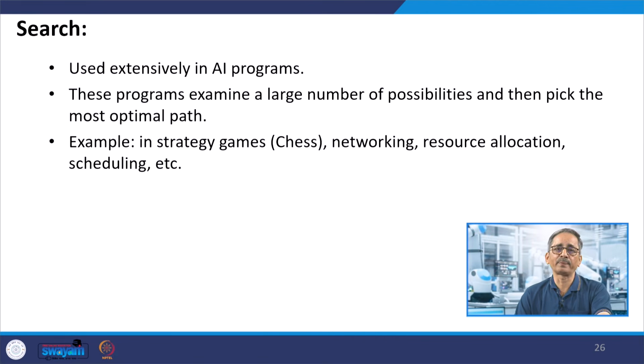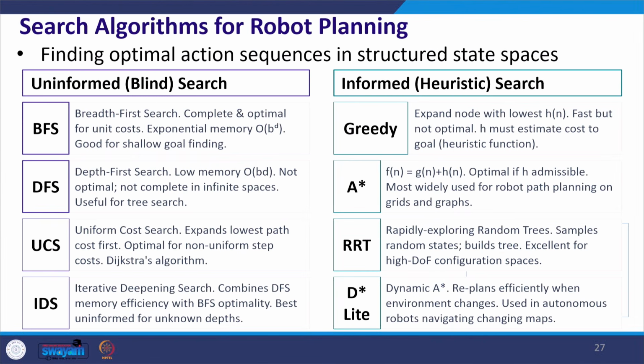Next important aspect of AI which is used in robotics, that is the search. Okay, it is used extensively in AI programs, and these programs examine a large number of possibilities and then pick the most useful path, okay, optimal path. Okay, the examples could be say networking, resource allocation, scheduling, and so on. Search algorithms for robot planning, okay, they find optimal action sequence in structured state space, okay, and this search could be uninformed, say blind search, or informed, the heuristic search.